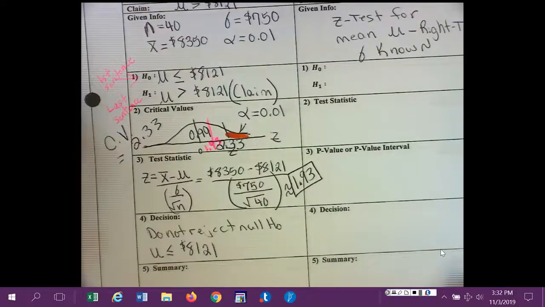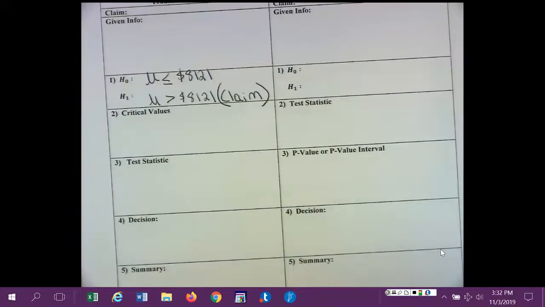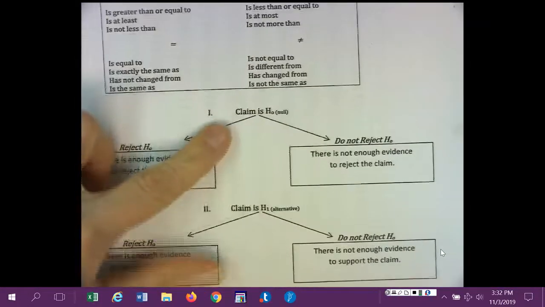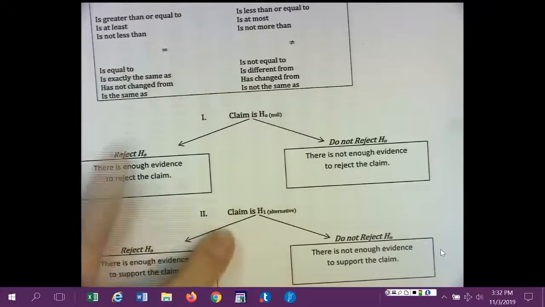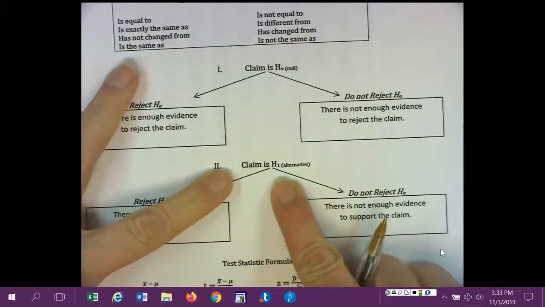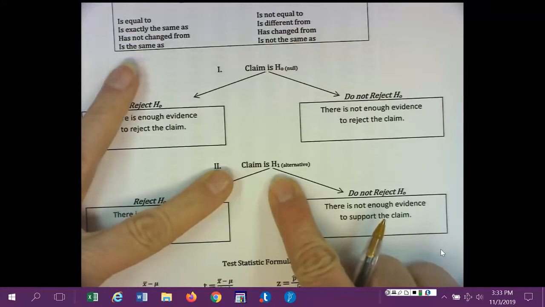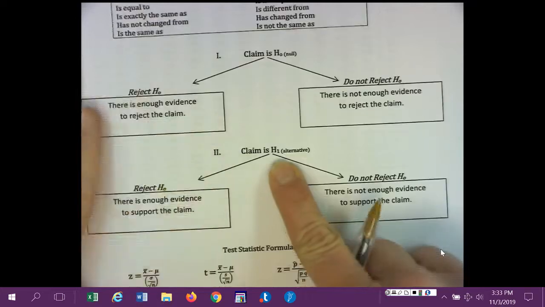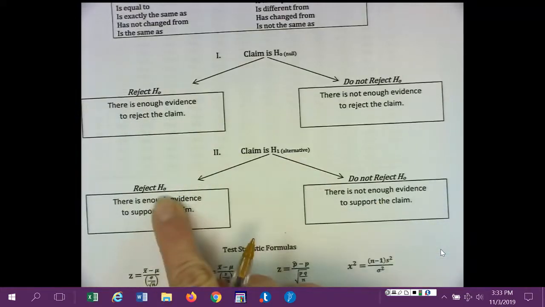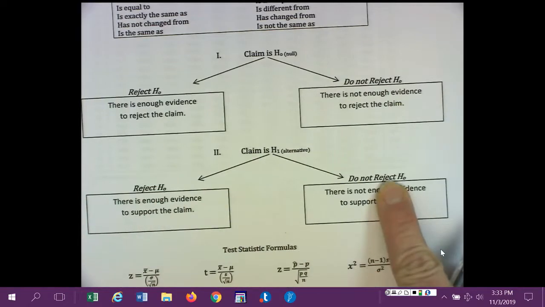Summary statement. Once you know that your claim is the alternative, you've got two choices. In your word problem, is your claim the null statement or is your claim the alternative? Our claim was the alternative, that the average is greater than 8121. That's what we were testing. And then you need to decide, step 4, what did you do with the decision? Do not reject the null hypothesis.